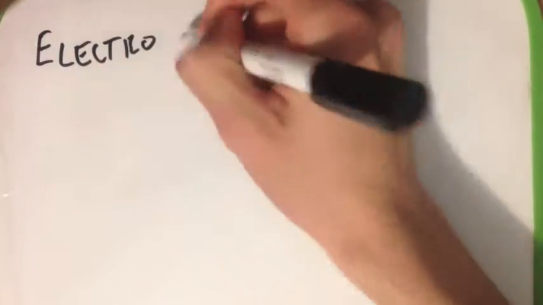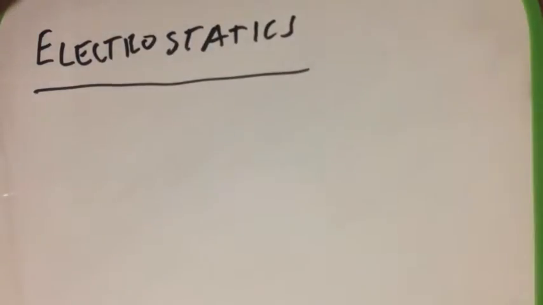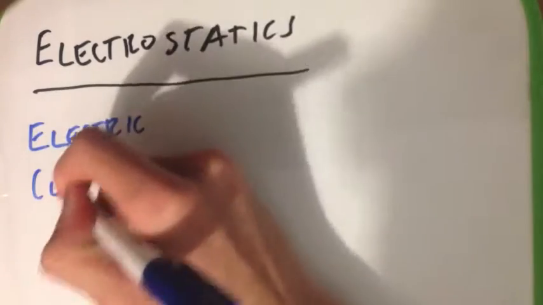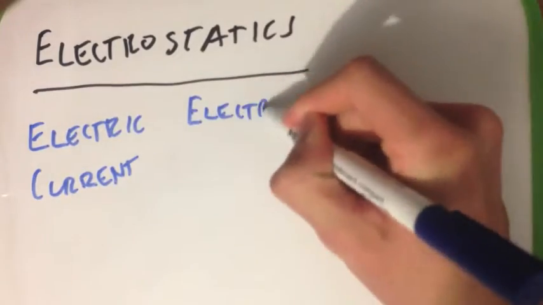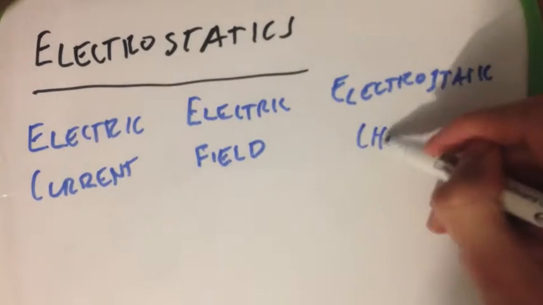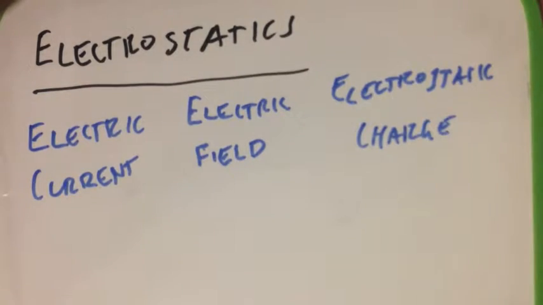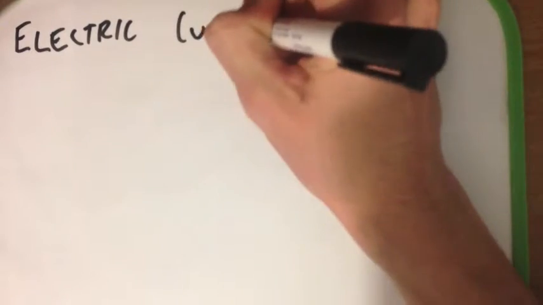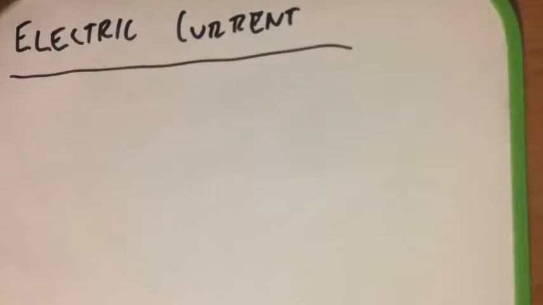Today I'll be talking about electrostatics. The three main subtopics in electrostatics are electric current, electric field, and electrostatic charges. The first subtopic I'll be talking about is electric current.